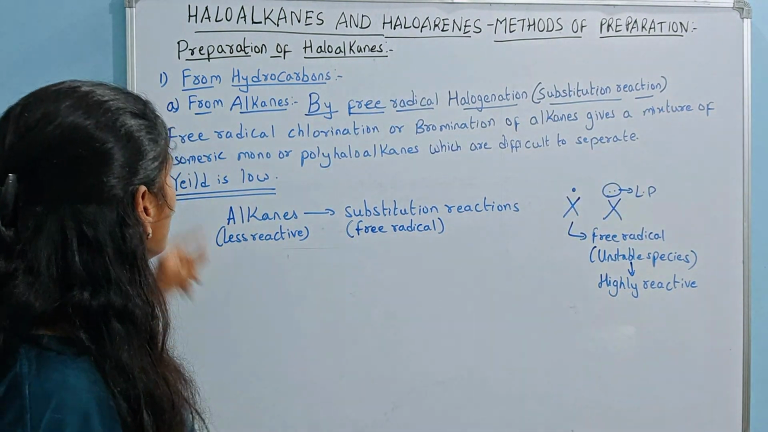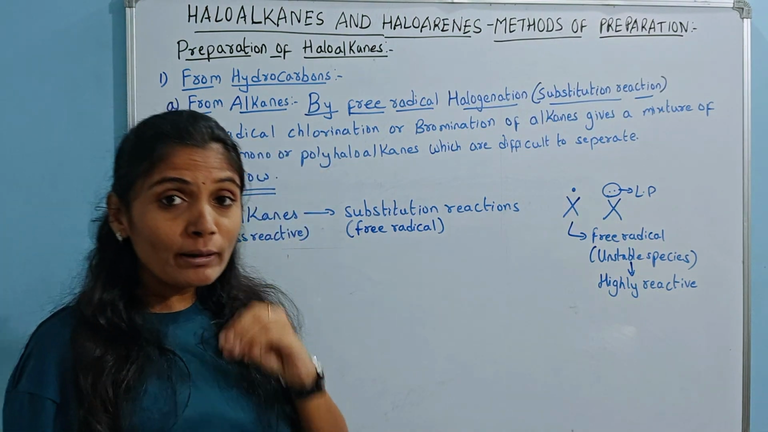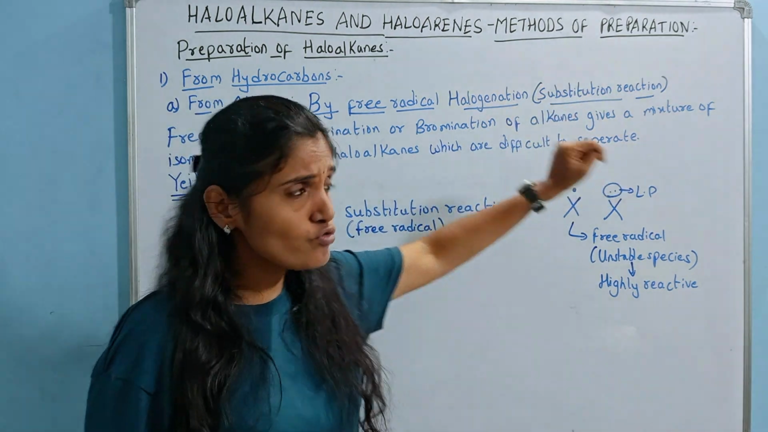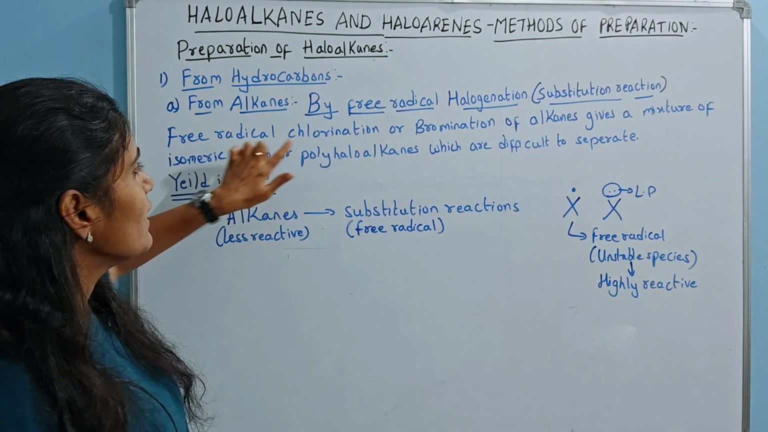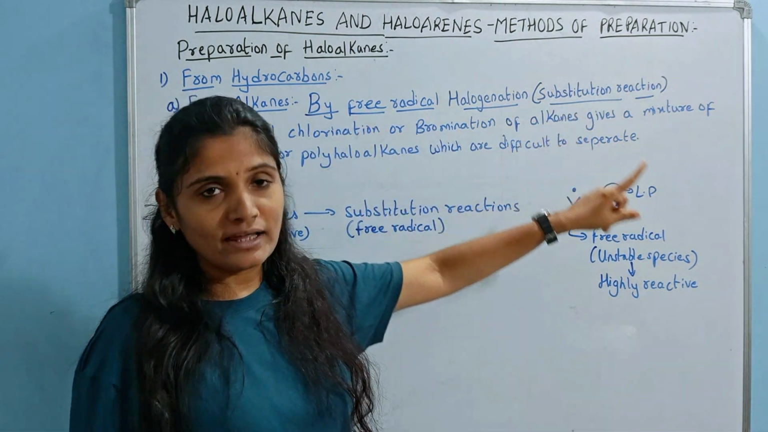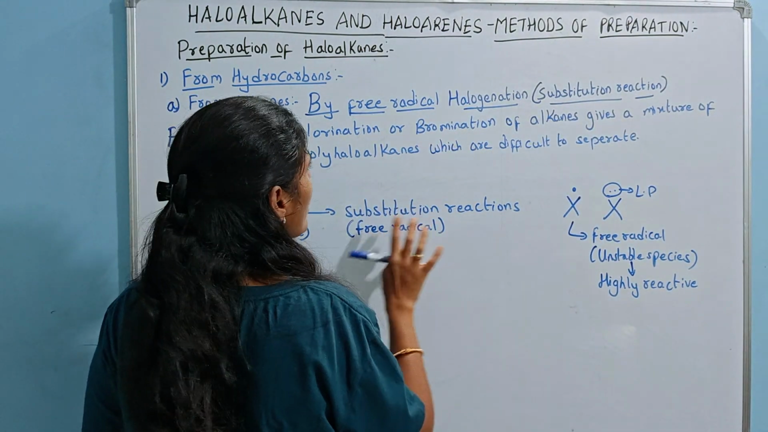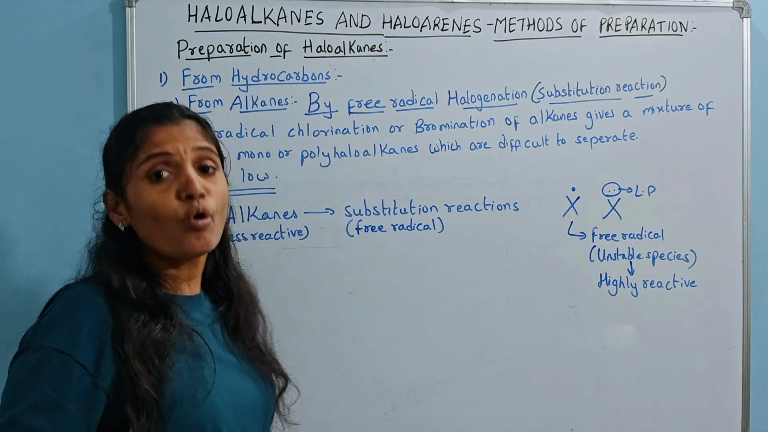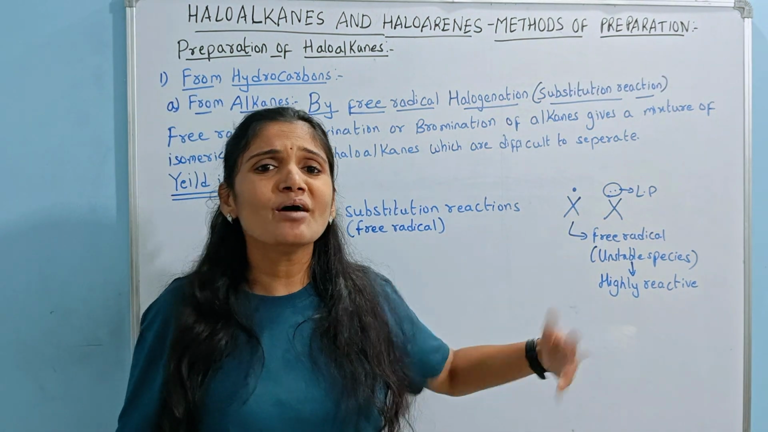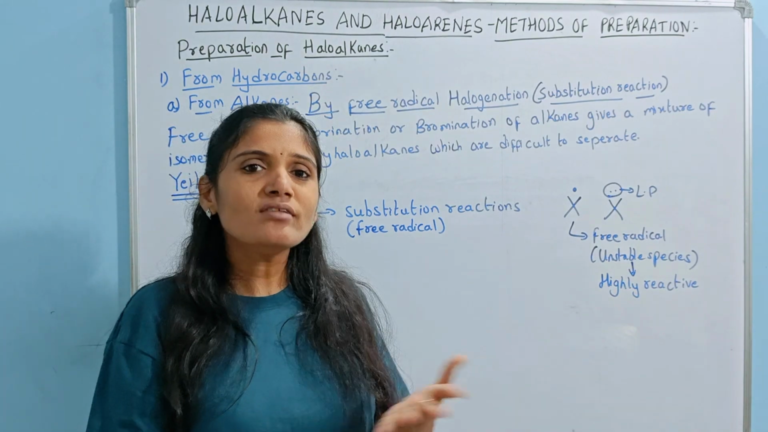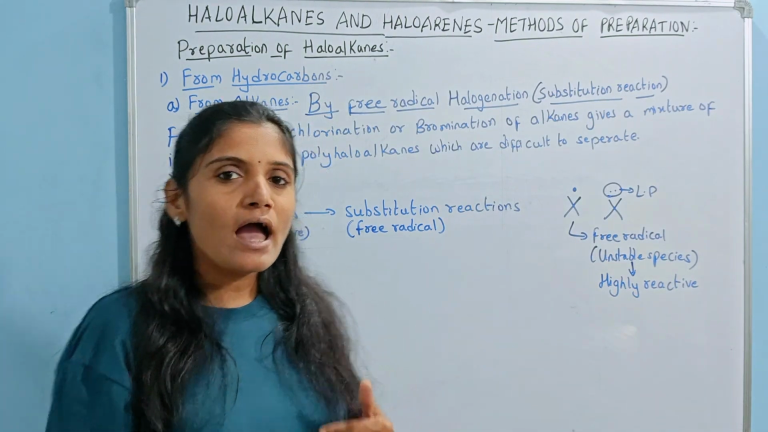Clear? Now if you see here, from alkanes we are going to prepare haloalkanes by free radical halogenation, which are substitution reactions. Free radical chlorination or bromination of alkanes. Now here I clearly told you we are doing free radical substitution reactions. We are substituting some atom in alkanes by halogen.